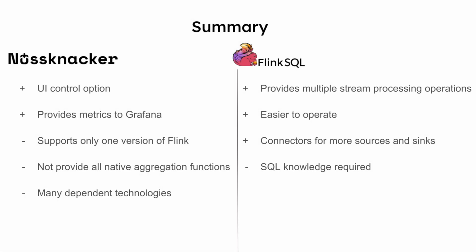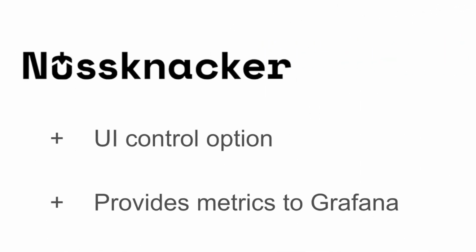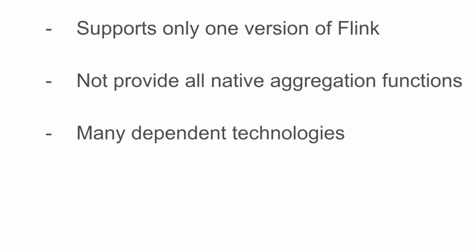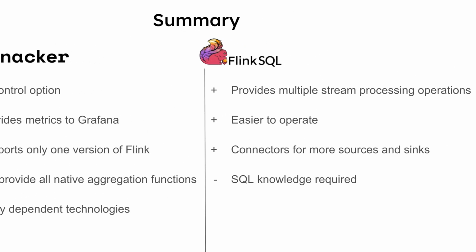In conclusion, I would just like to quickly summarize the advantages and disadvantages of both tools. The main advantage of Nussknacker is that no knowledge of any programming or scripting language is required. It also provides metrics to Grafana. The cons: it supports only one version of Flink and reading events only from Kafka, does not provide a native function to calculate the average, and has many dependent technologies such as Nginx proxy, Grafana, InfluxDB, Postgres database, Flink cluster, AKHQ, and Diagram Designer.